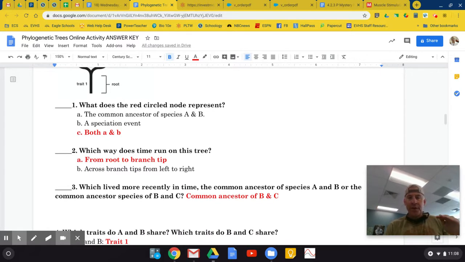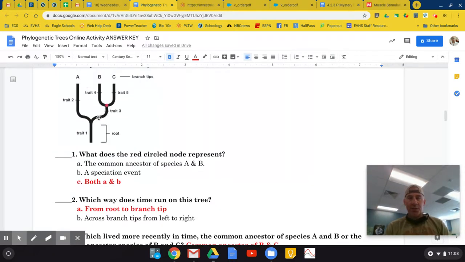Time runs on this tree from the root at the bottom up to the branch tips. And it's not always going to be that way. You could absolutely see a phylogenetic tree just like this, where it's tilted 90 degrees. And so you just need to see where the branches open up at the end. That's the end of time, or more present day time. And the root, or the beginning, is here, where we see that initial root, the beginning of the branching of the different species.